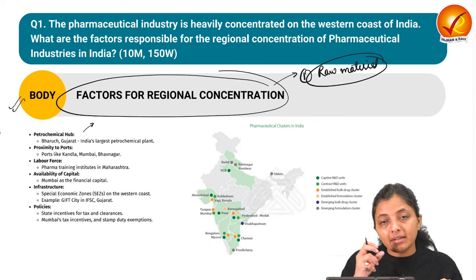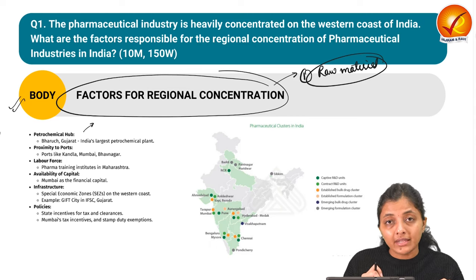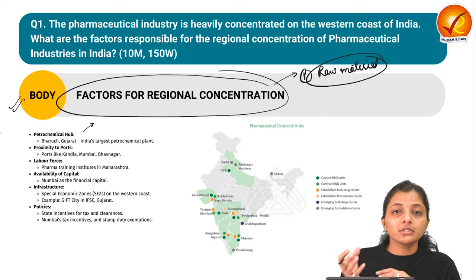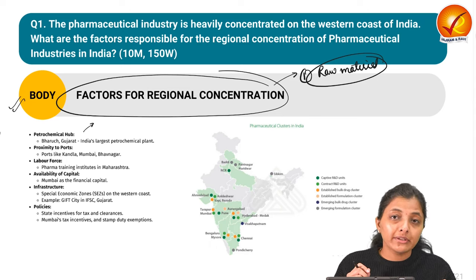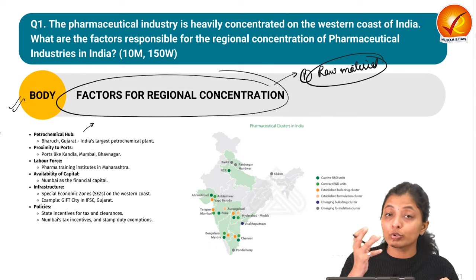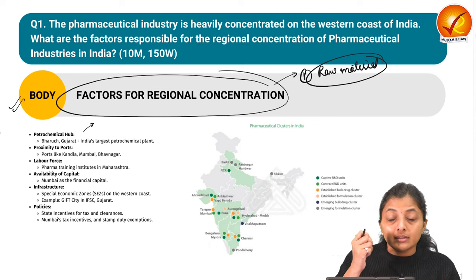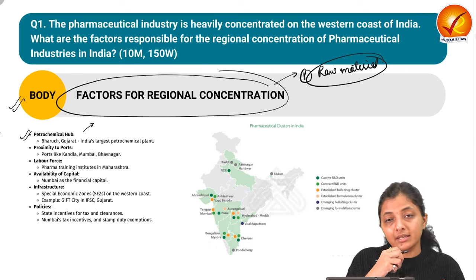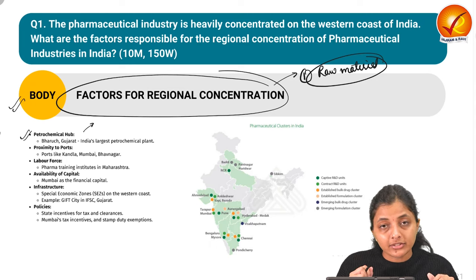So we are writing about the factors why there is regional concentration on the western coast, because there the input for pharmaceutical or drug manufacturing is petrochemical, and in Gujarat, especially Bharuch, one of the largest petrochemical plants is there in Bharuch, Gujarat. So the raw material requirement is getting satisfied from this industrial location.